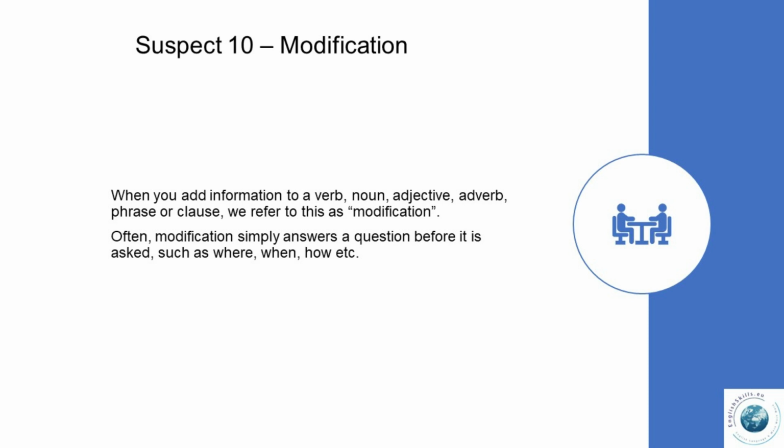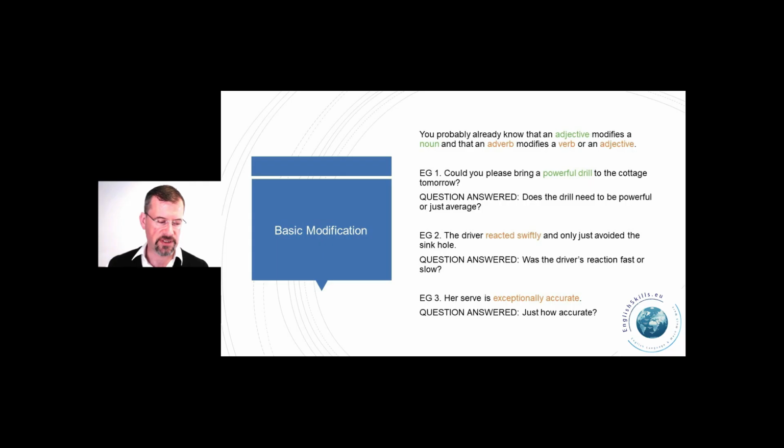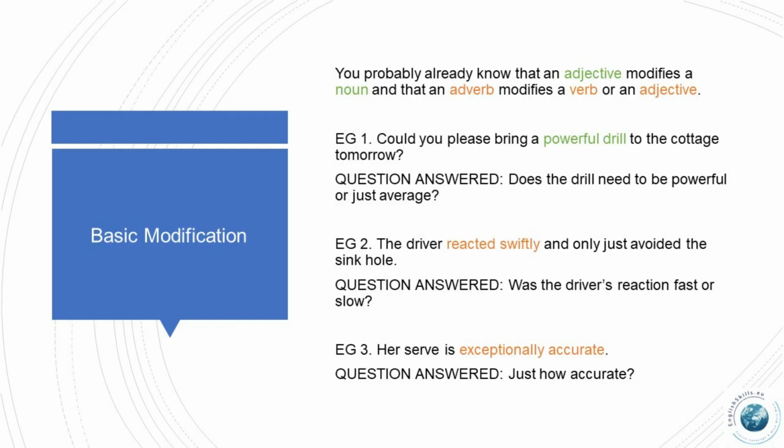The most basic form of modification: you probably already know that an adjective modifies a noun. For example, book, red book, big red book, okay? And that an adverb modifies a verb or an adjective. We're going to look at examples now for each of these. Example 1. Could you please bring a powerful drill to the cottage tomorrow?